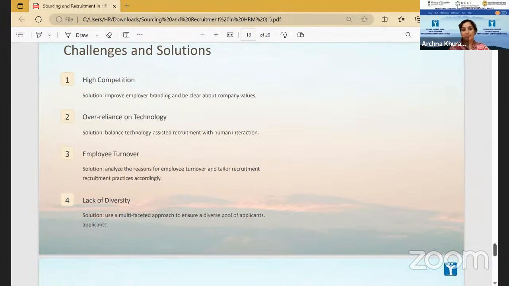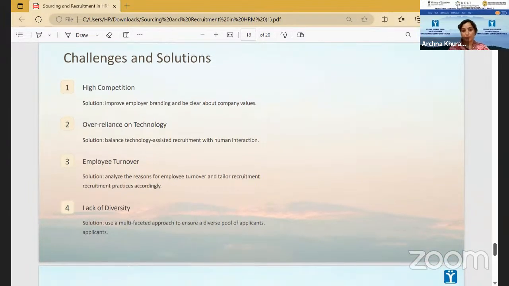Then last is what are the challenges and solutions that happen when we are writing down job descriptions. What are the major challenges that are faced by HR people? So one is high competition. Like some of you said, a lot of competition is out there. People are being paid different salaries altogether. A lot of benefits are being given to the people in the company.